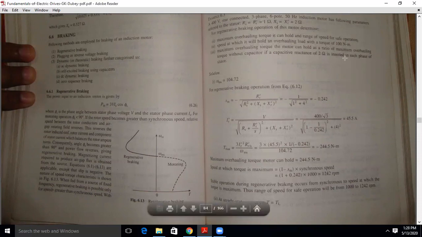Now second, the speed at which it will hold an overhauling load with a torque of 100 Newton meter. In this second case, we need to calculate the speed again. Please see this: we have the motor speed as 1063. In order to have that, the condition is T is equal to TL. At steady state operation, what is the condition? It should be T is equal to TL.